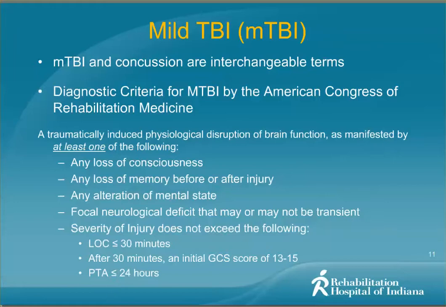And severity of the injury does not exceed the following. They can't have a loss of consciousness greater than 30 minutes. After 30 minutes, an initial Glasgow Coma Score of 13 to 15, so it can't be lower than that. And their PTA has to be less than or equal to 24 hours. I think the big point here is the loss of consciousness. A lot of people have heard or assume that concussion equals a loss of consciousness, and that is not always the case. So don't assume that someone didn't have a concussion just because they don't think they lost consciousness; that doesn't rule them out.